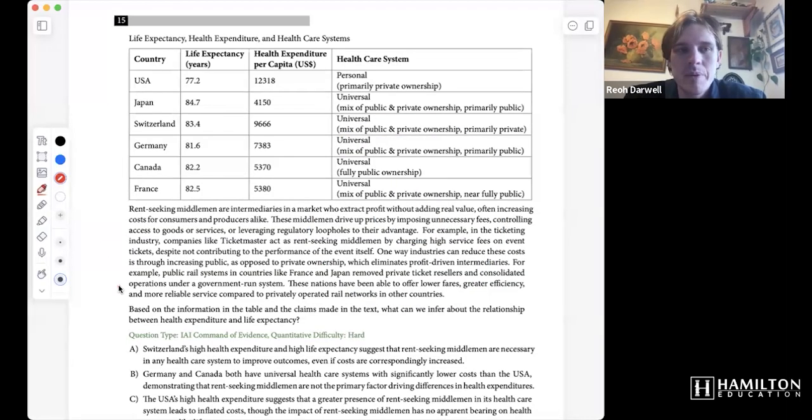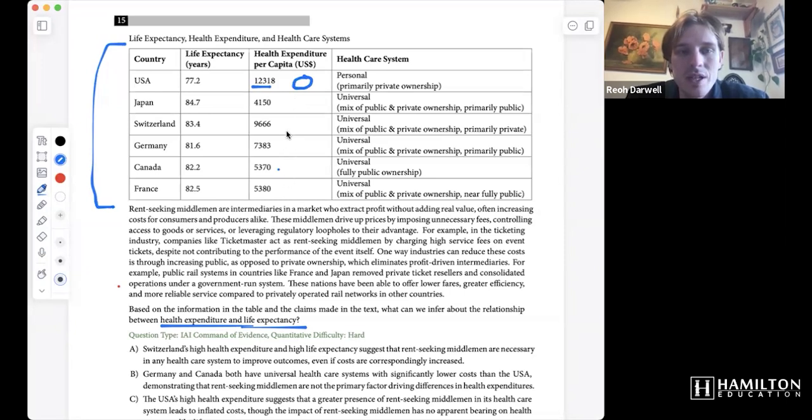All right, question 15 is a bit of a bruiser here. This is a hard one. Based on the information in the table and the claims made in the text, what can we infer about the relationship between health expenditure and life expectancy? Okay, so in our table, we see something most of us probably know, which is that the United States is really high in health expenditure per capita, right? Over $12,000 per person per year. And these other countries have much lower healthcare expenditure, right?